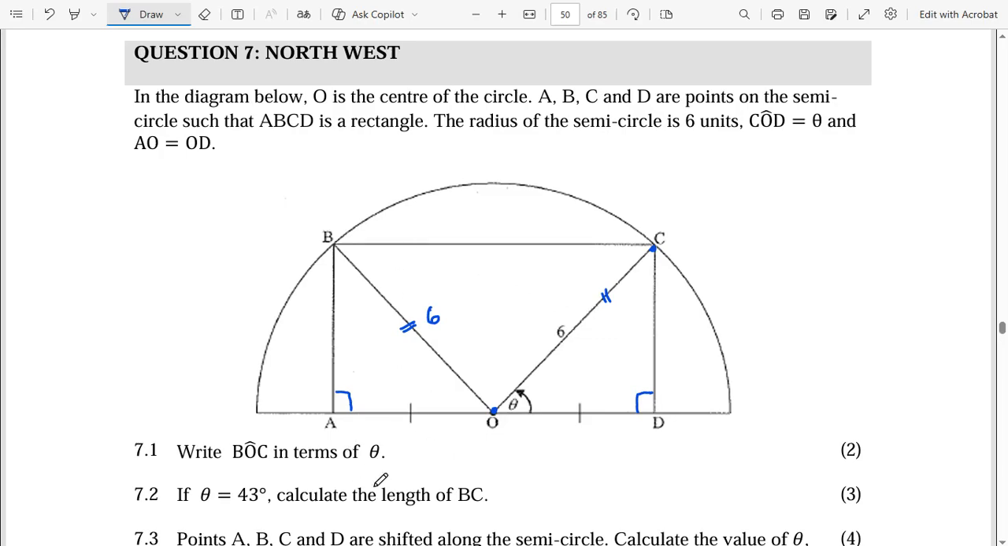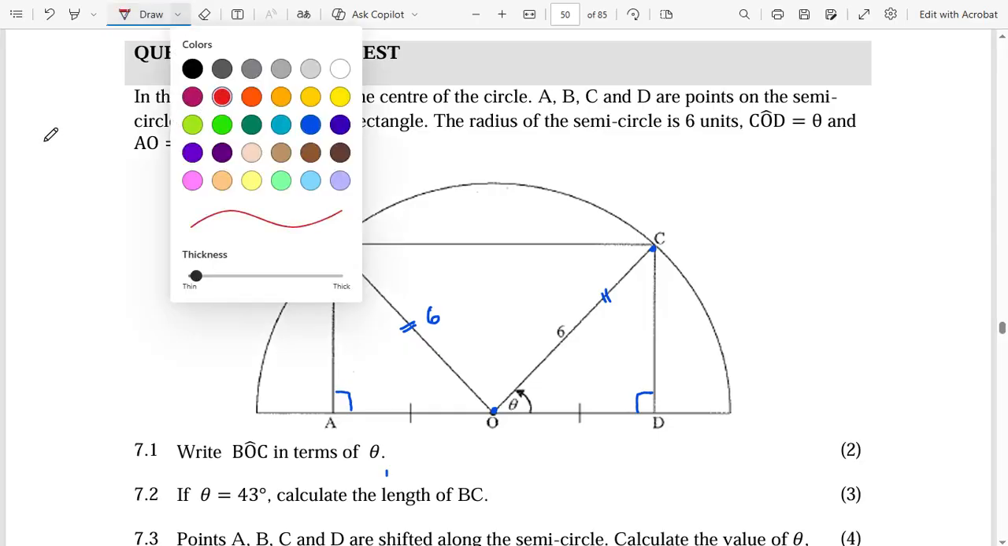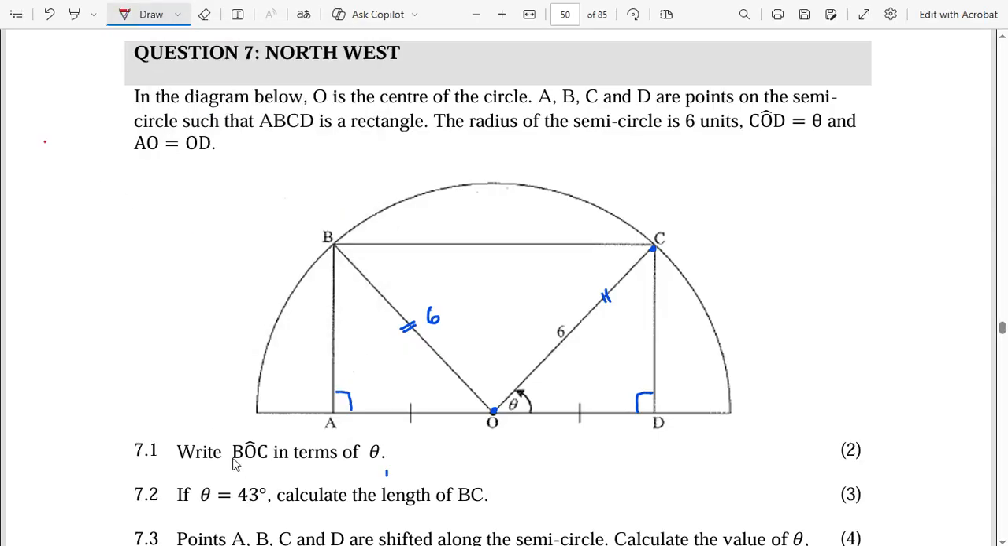First question, write BOC in terms of theta. So let me quickly indicate which angle they are referring to. To understand the angle, you start from B and draw a line from B to O, then from O you move to C. The angle between those two lines is the angle they are referring to. So this is the angle they want us to find.